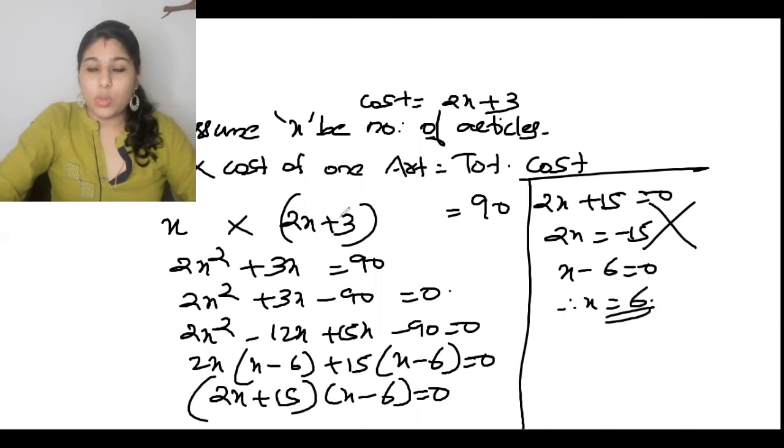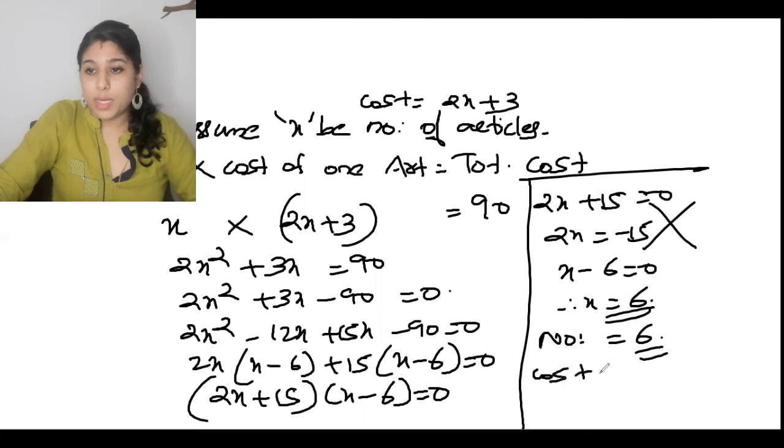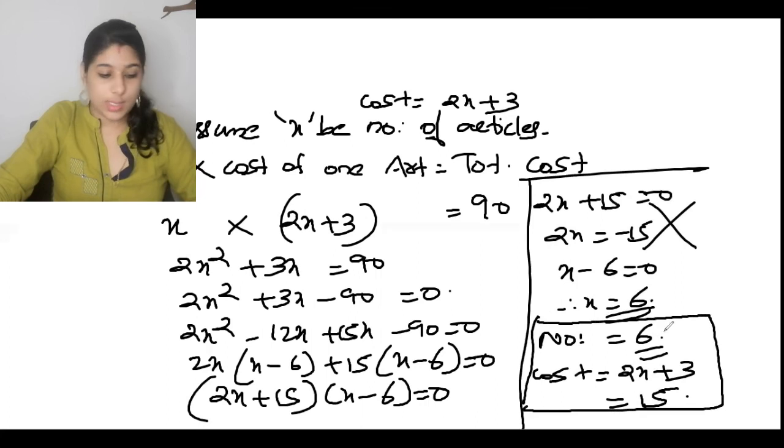So x is the number of articles. So the number of articles is equal to 6 and the cost will be 2x plus 3, that is 2 into 6, 12, plus 3, that is 15. So the cost of one article is 15 and the number of articles is 6.